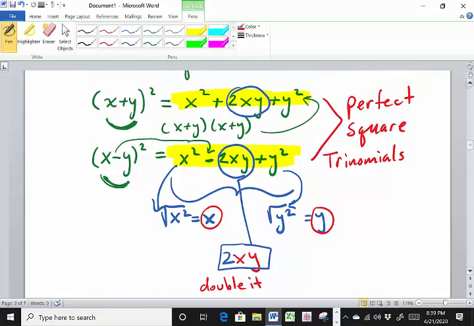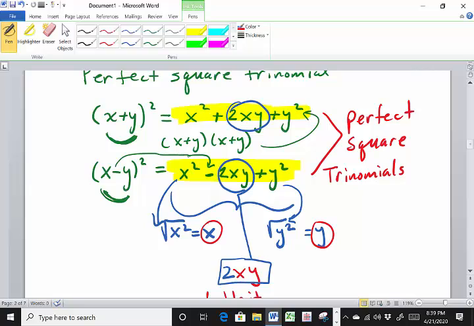Look at the one with all pluses on it. So I took the square root of y squared, I get y. I took the square root of x squared, I get x. I multiply x times y, I get xy. I double it, I get 2xy. So what happens then? Well, it actually factors to the square root of the first term, the square root of the second term, put parentheses around it, and square it.